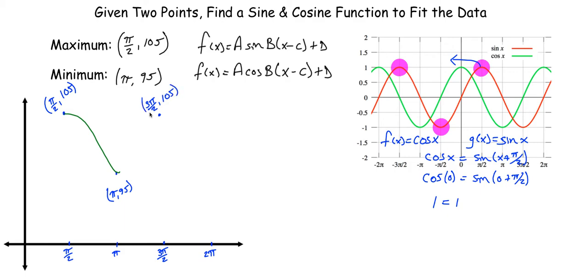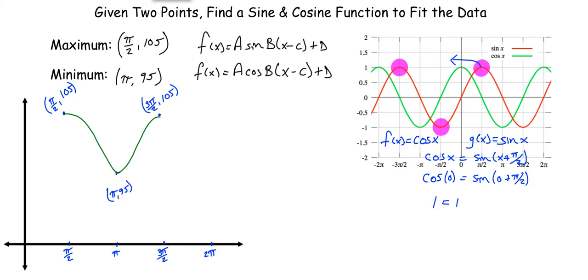and this is going to be (3 pi over 2, 105). So if I continue my graph up to there, now I've got one full period where I've gone from a maximum down to a minimum, back to a maximum again, and this is going to give me one full period of whichever function I decide to use.